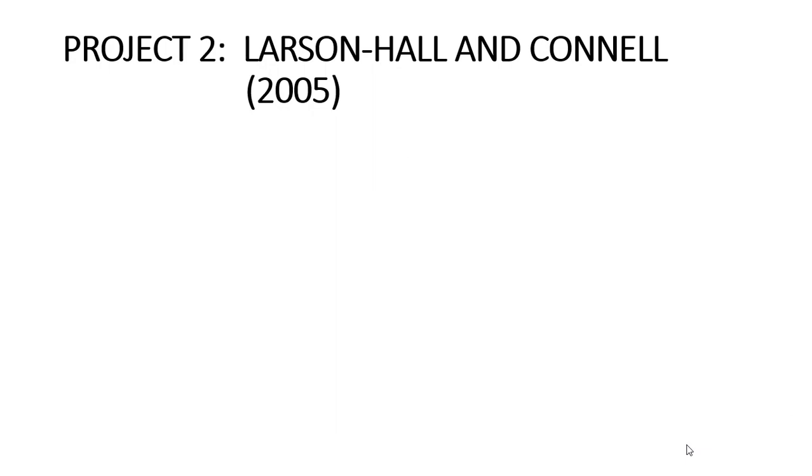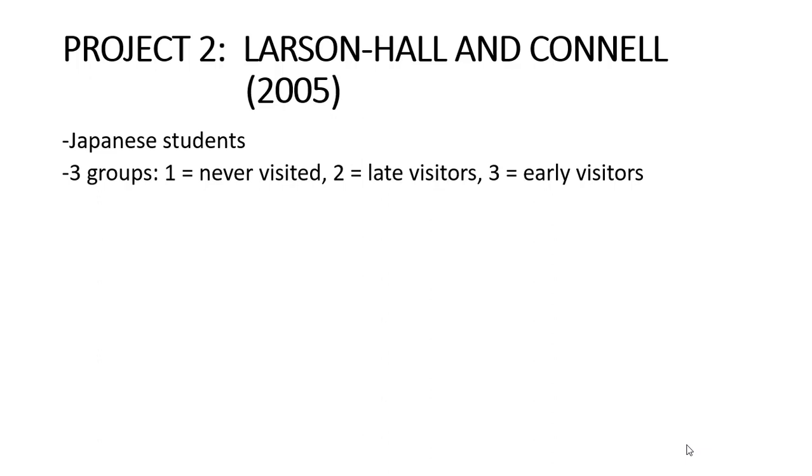Project number 2, you're going to be working with old data again. This is from Larson-Hall and Connell, 2005. Remember that they were testing kids in Japan, and here they had 3 groups. One was a group that had never visited an English-speaking country. Group number 2 is the group that went to English-speaking countries, but they were late visitors. And group number 3, they were early visitors. So there are 3 groups.